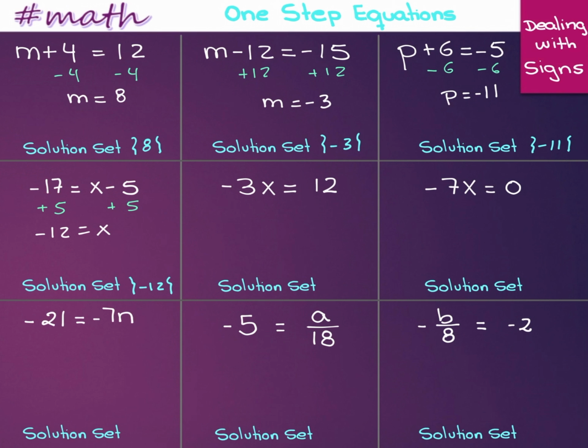On this, we have to divide by 3 to make a 1, but we also have a negative sign, so we need negative 3.